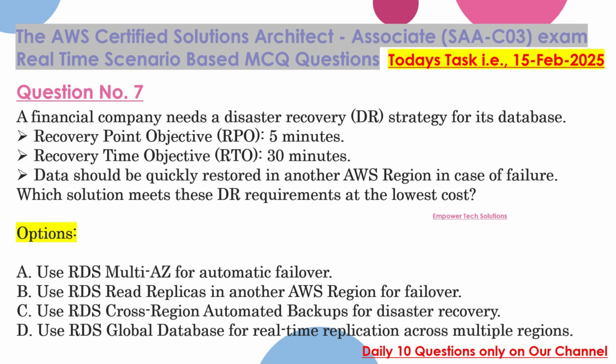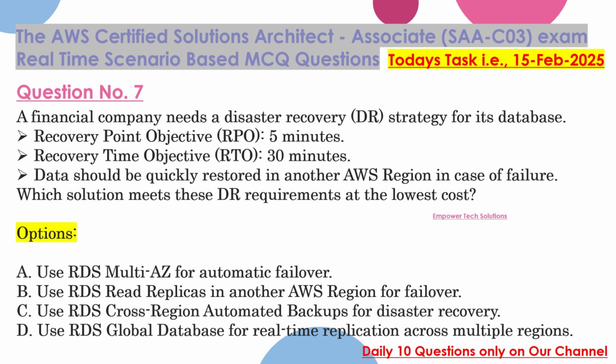Question 7. A financial company needs a disaster recovery (DR) strategy for its database. Recovery point objective (RPO): 5 minutes. Recovery time objective (RTO): 30 minutes. Data should be quickly restored in another AWS region in case of failure. Which solution meets these DR requirements at the lowest cost?